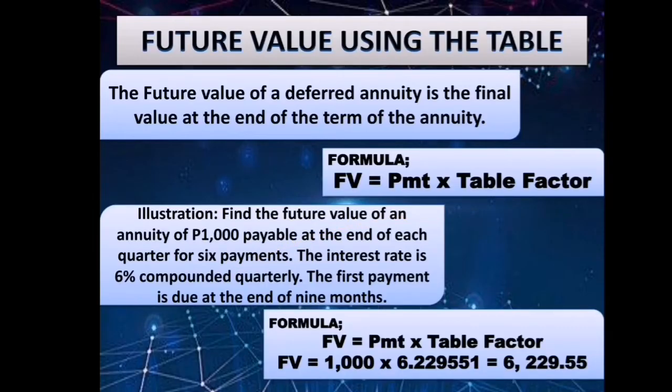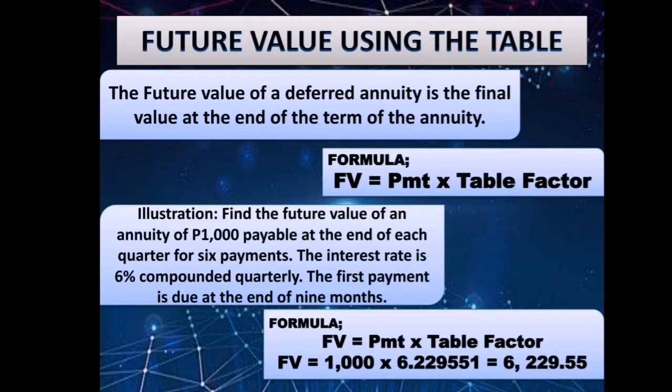So, the future value using the table. The future value of a deferred annuity is the final value at the end of the term of the annuity. So this is the formula. FV stands for the future value, and PMT is the payment of an annuity, and the table factor. So FV is equal to PMT times table factor. Now let's move on to the illustration.